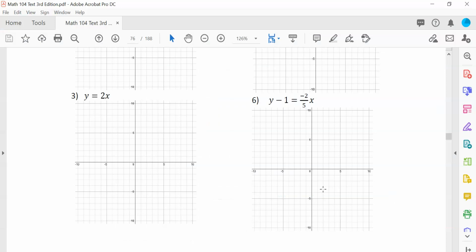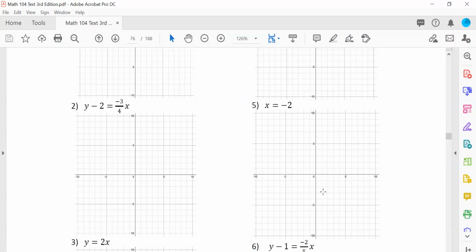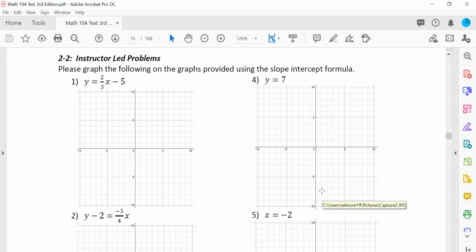In the next video, we'll do a couple of kind of odd problems when we can't really get a good slope-intercept form, like y equals 7 and x equals -2. But we'll deal with those in the next video.